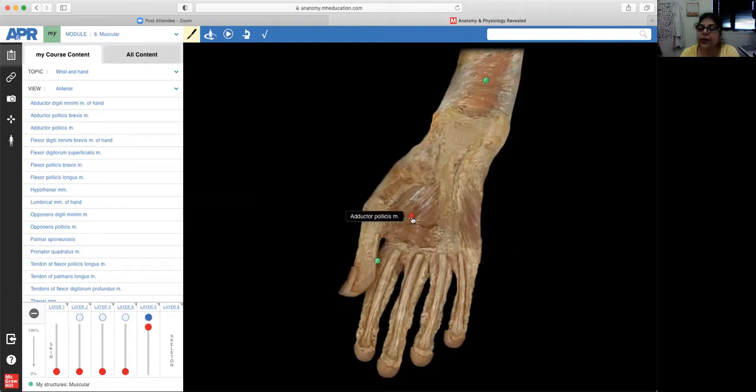So that's your adductor pollicis, right? Like I said, if you move away, that's one movement. If you bring it closer, that's another movement called adduction. So we use different muscles for different movements like that.